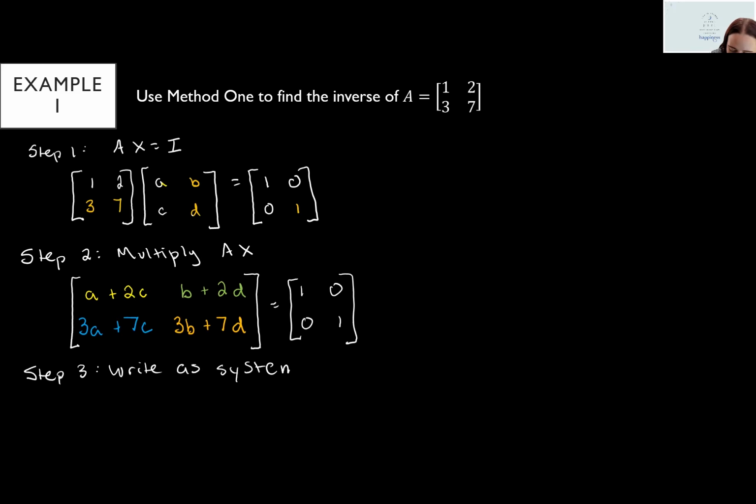And you're going to get 2 systems. You're going to match the first column in the left matrix with the first column in the right matrix, and then the second column in the first matrix with the second column in the right matrix. And that's going to get you your 2 systems. So each column gets you one of your systems. So we're going to have A plus 2C equals 1, and 3A plus 7C equals 0. And then you get a second system, B plus 2D equals 0, and 3B plus 7D equals 1.